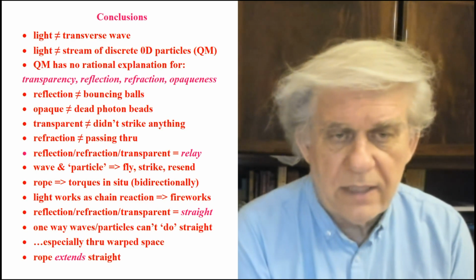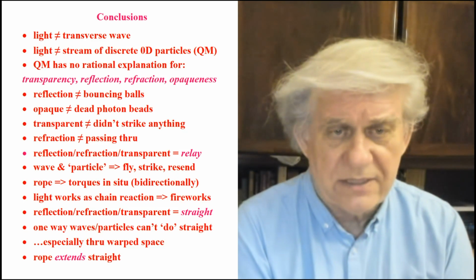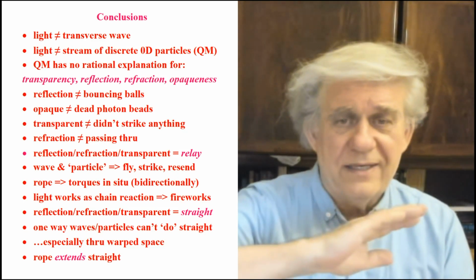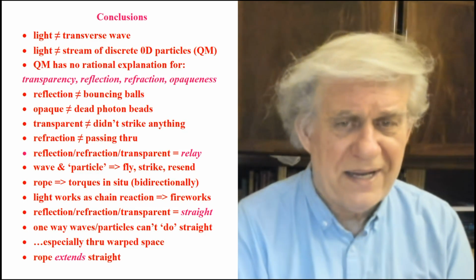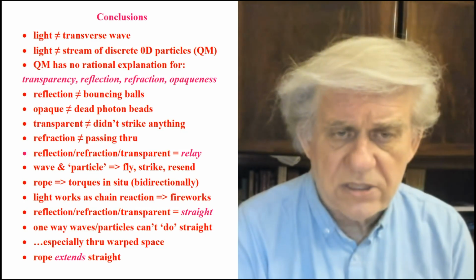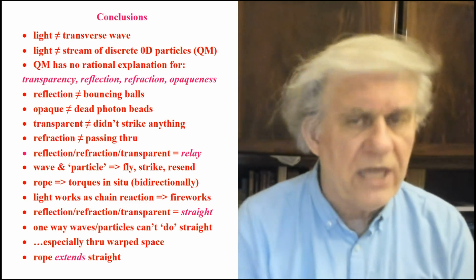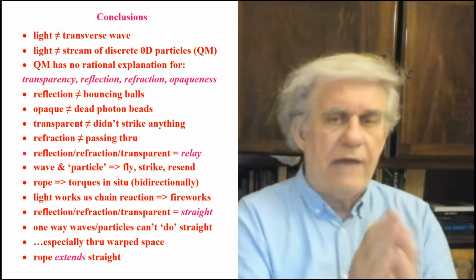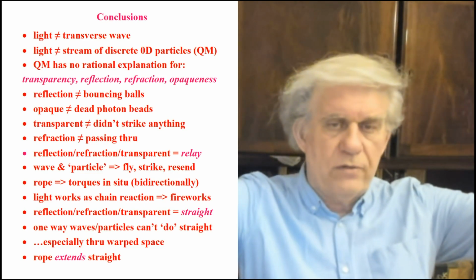Wave and particle, they have to fly, they have to strike, and they have to resend in the best cases. In the case of transmission, transparency, it doesn't hit anything. And you explain that one to me. I don't know how a photon can do all that magic trick. Rope torques in situ bidirectionally, very easy to understand. Light works as a chain reaction. Remember, like fireworks. You hit that first one, that one sends it in different directions. Those also send it in different directions and so on.